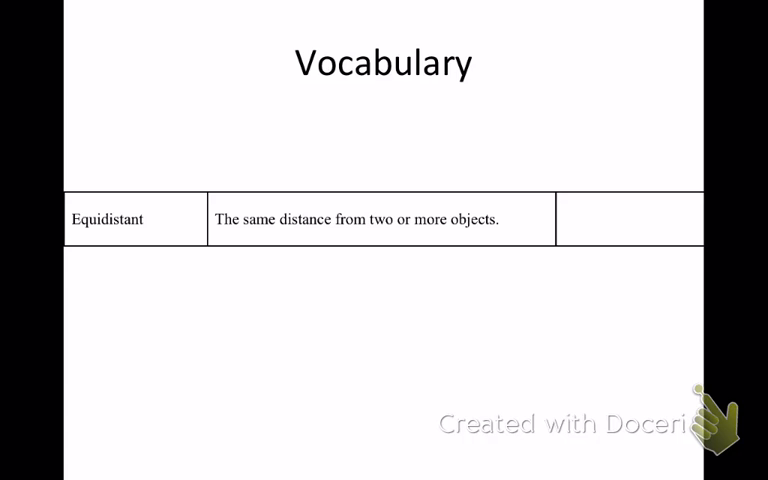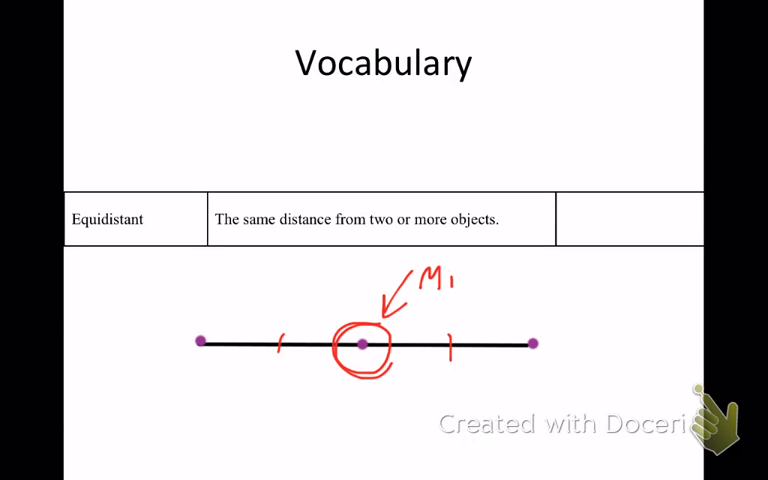Equidistant. Equidistant means the same distance from two or more objects. So if I were to have a line here, and let's say I put this point on the line right there, what would this point be called if it were equidistant to the endpoints? That'd be called the midpoint, right? Very good. We all agree the midpoint is equidistant to the two sides of the line, right? Good. So that's the big point for today. Equidistant. Same distance to the sides.